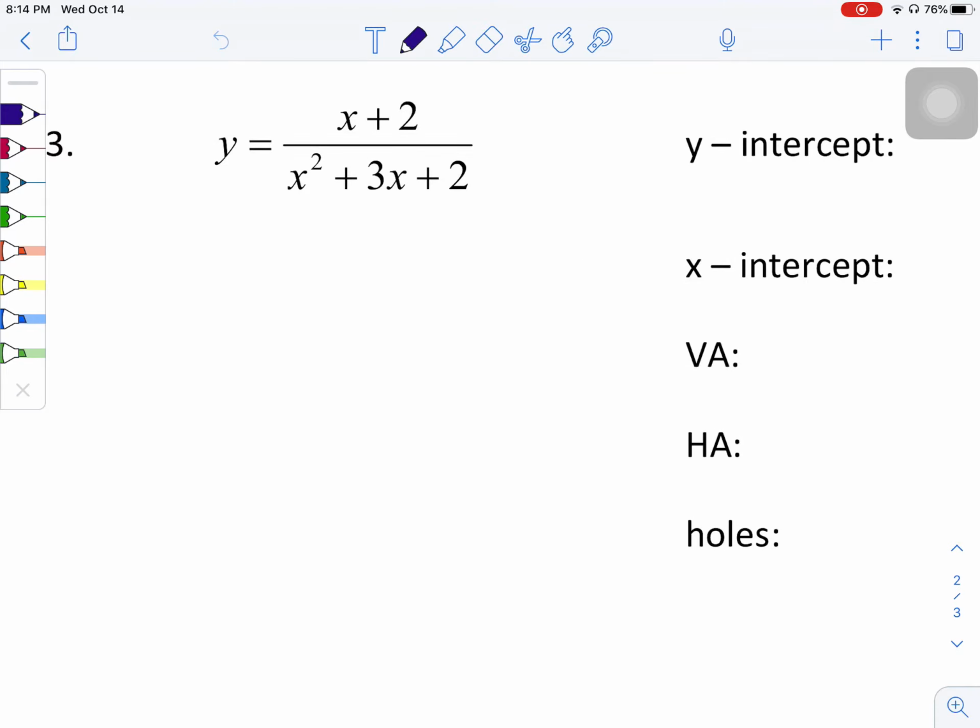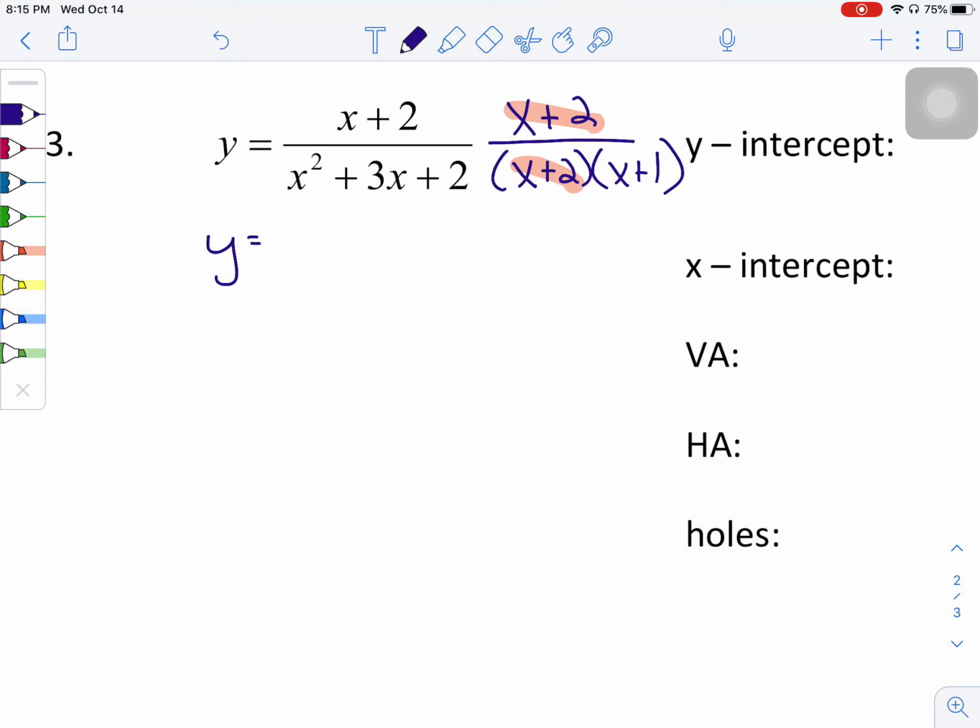Same setup, same exact things that we're going to do. So part number 1 here, I want to factor it and see if I can cancel anything. So x plus 2 is not going to factor, so I'm just going to leave it as x plus 2. But my denominator here is going to factor into x plus 2 times x plus 1. And so you might notice right away that the x plus 2's will cancel.